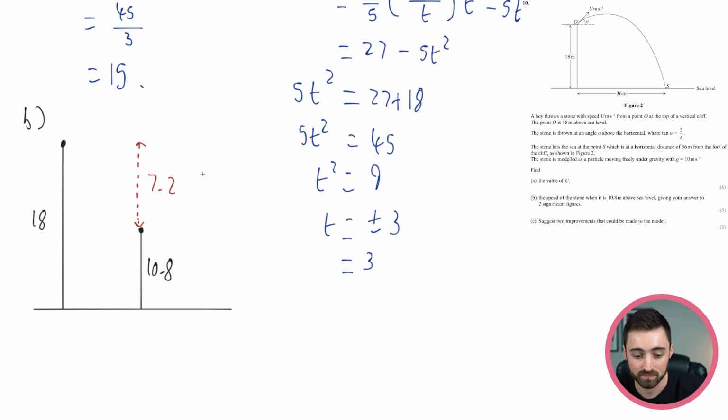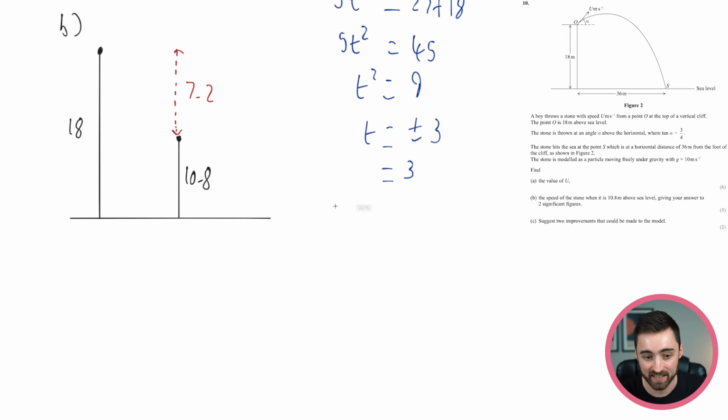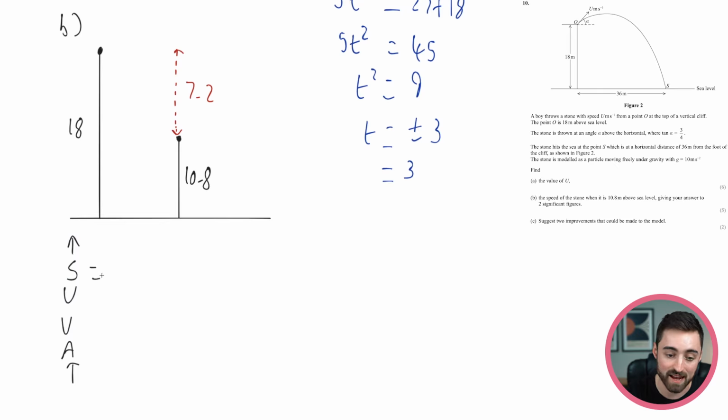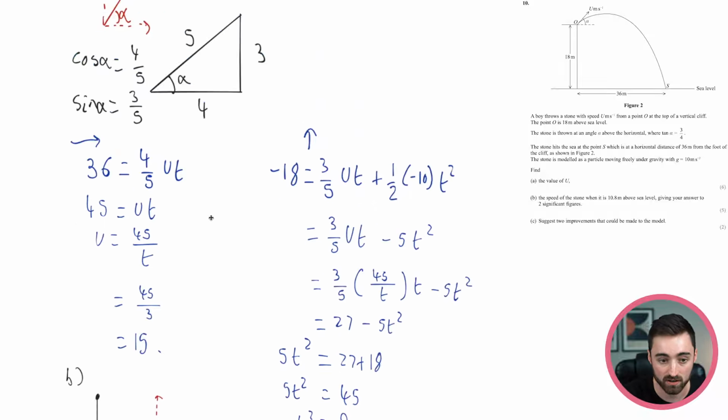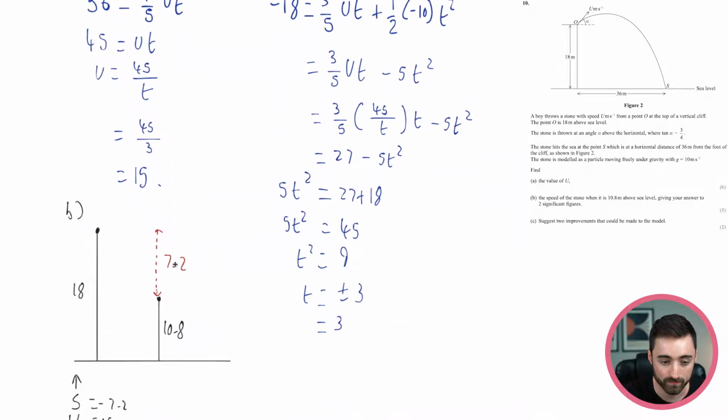That's going to be important, because if I set up a SUVAT vertically, I'm probably going to do one horizontally as well. Vertically, I would get the following. You know what? Let's put this here. So vertically, my displacement is going to be minus 7.2 because it's downwards. u is the same, it's the initial, which we know to be u sine alpha. So 15 times sine alpha, which we got as 3/5.